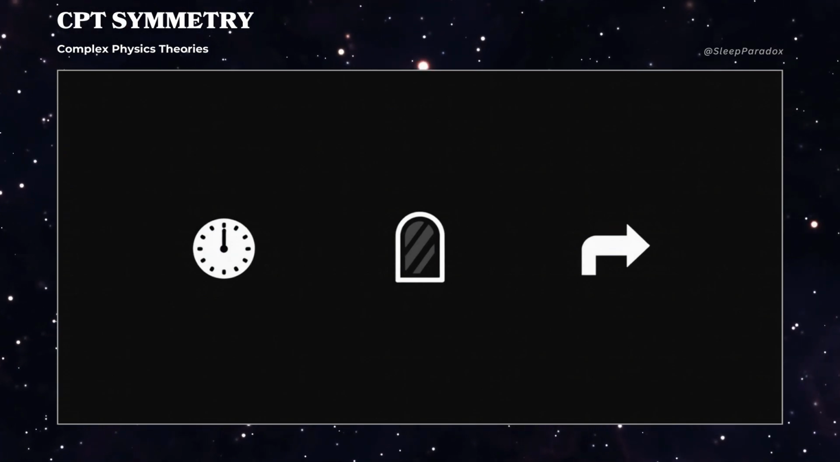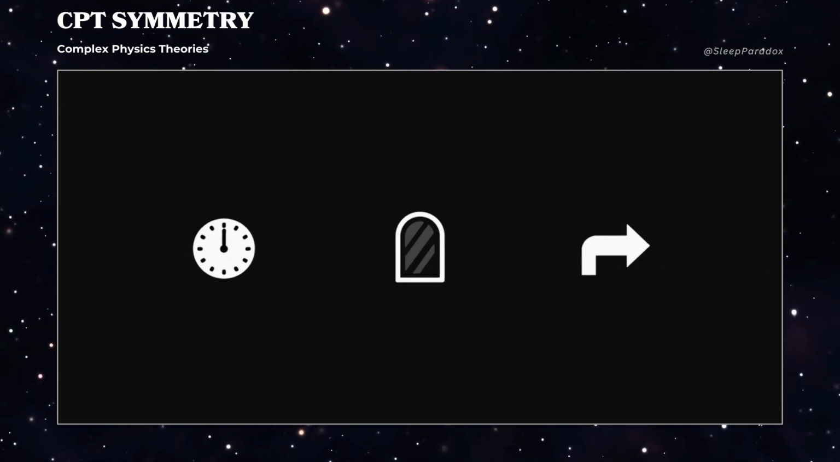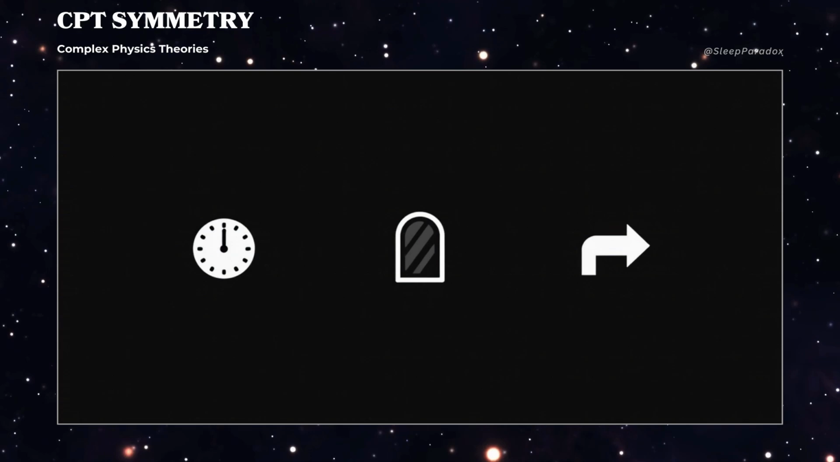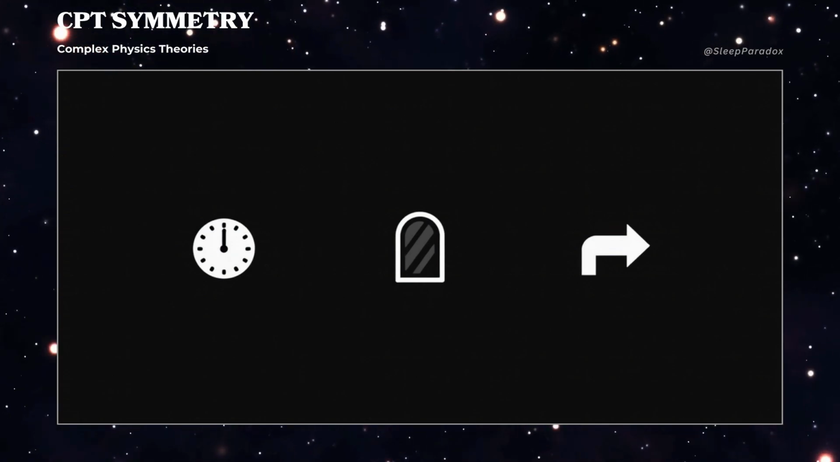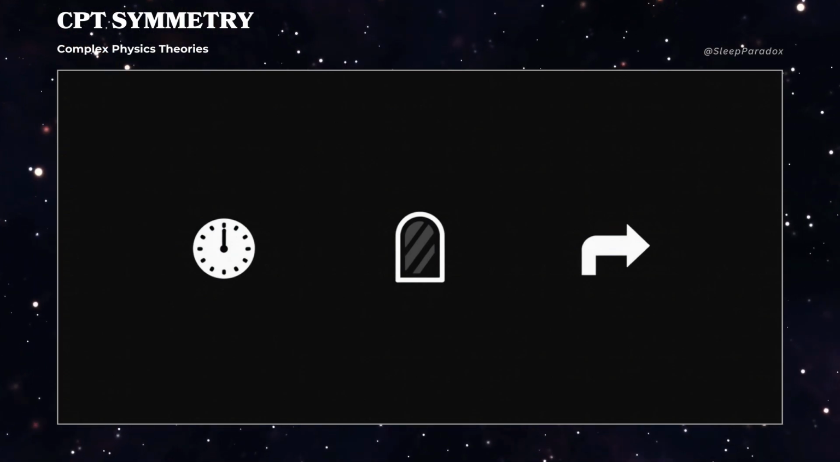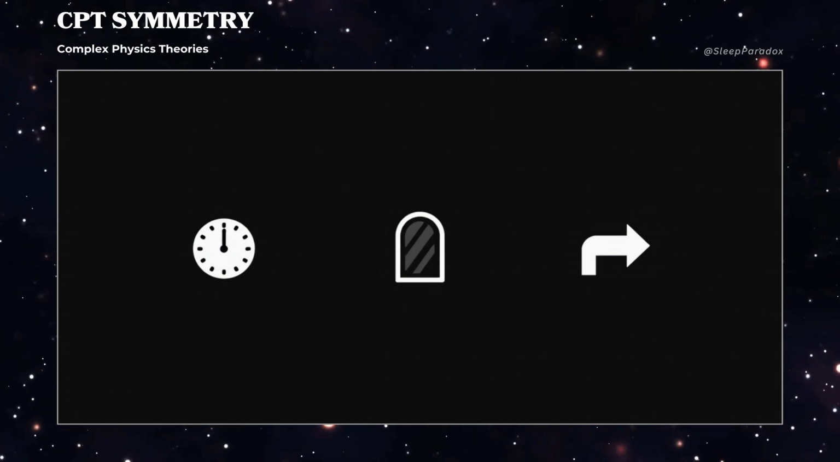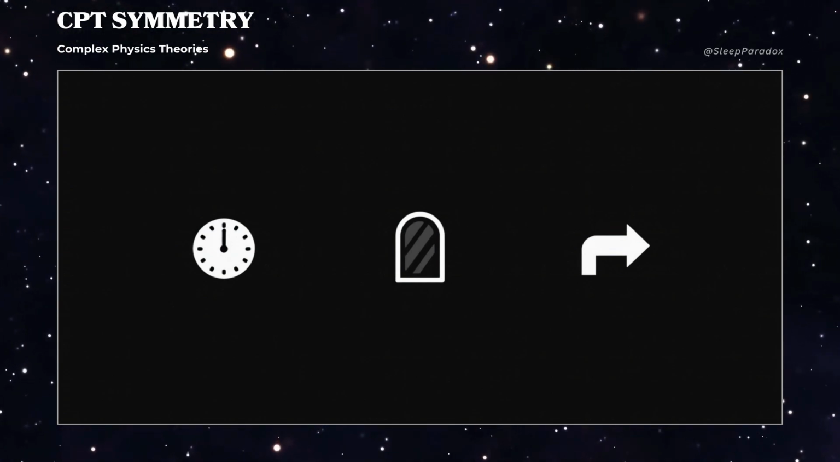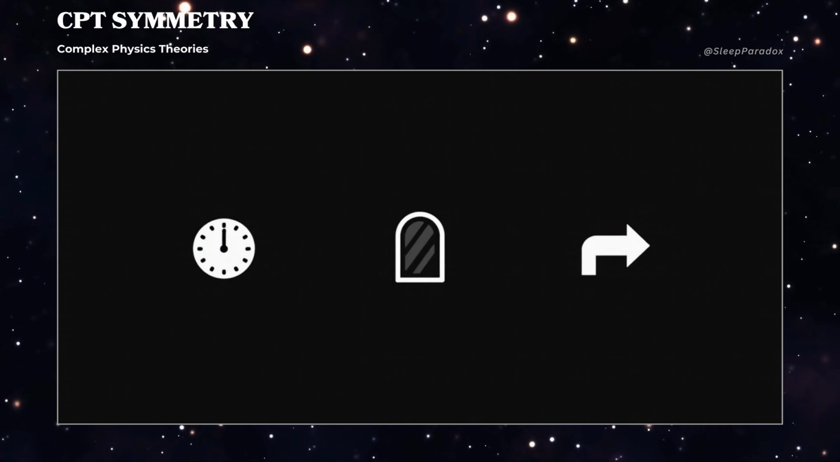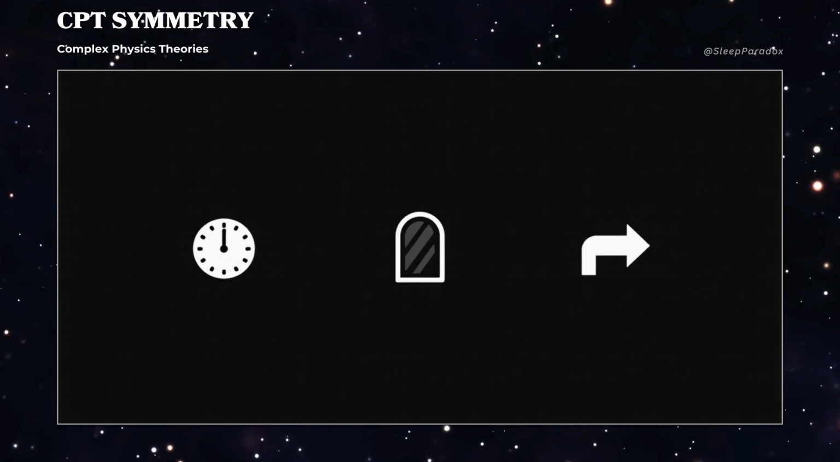In short, CPT symmetry is a kind of anchor in the quantum world. It tells us that even in a universe full of strange asymmetries, some things remain perfectly balanced, no matter which direction you look, which particles you use, or even which way time is flowing.